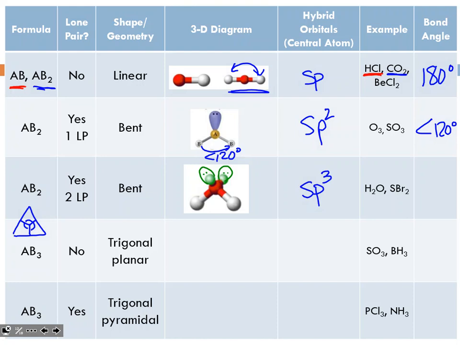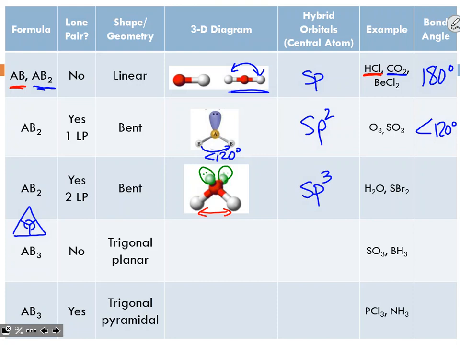sp. Now remember, there's only one s orbital to combine. There's 3 in the p, so that's why we would go sp3. However, because there's 2 lone pairs on the top, guess what? They take up more space. So what happens here to the angle between these 2 atoms?